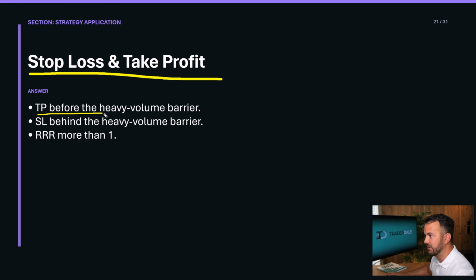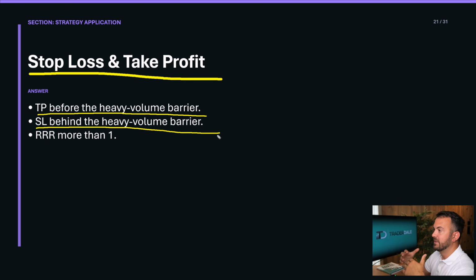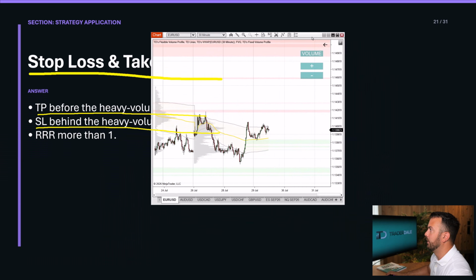Take profit needs to go before price reaches a heavy volume barrier, because the heavy volume barrier could turn the price, right? So you want to quit your trade before it reaches a barrier, and the stop needs to go behind the heavy volume barrier because the heavy volume barrier is protecting that trade. Let me show you real quick on an example.